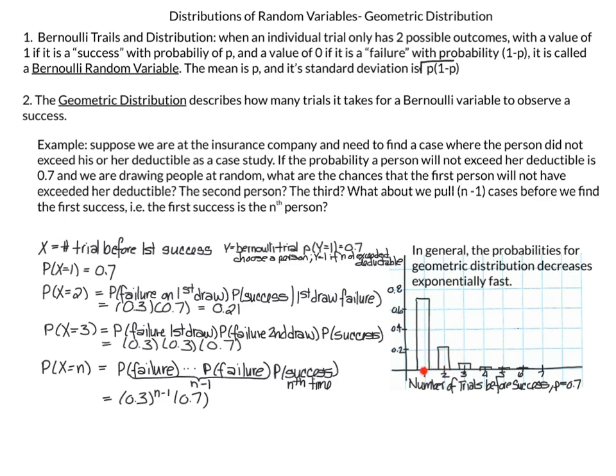So the probability that x equals 1, we said that was 0.7. Probability x equals 2 is 0.21. Probability x equals 3 is something very small. 4, it just gets tinier and tinier. So you can see the shape of this graph is an exponential decay. So in general, probabilities for geometric distribution decrease exponentially fast. And that's because of this exponent here.